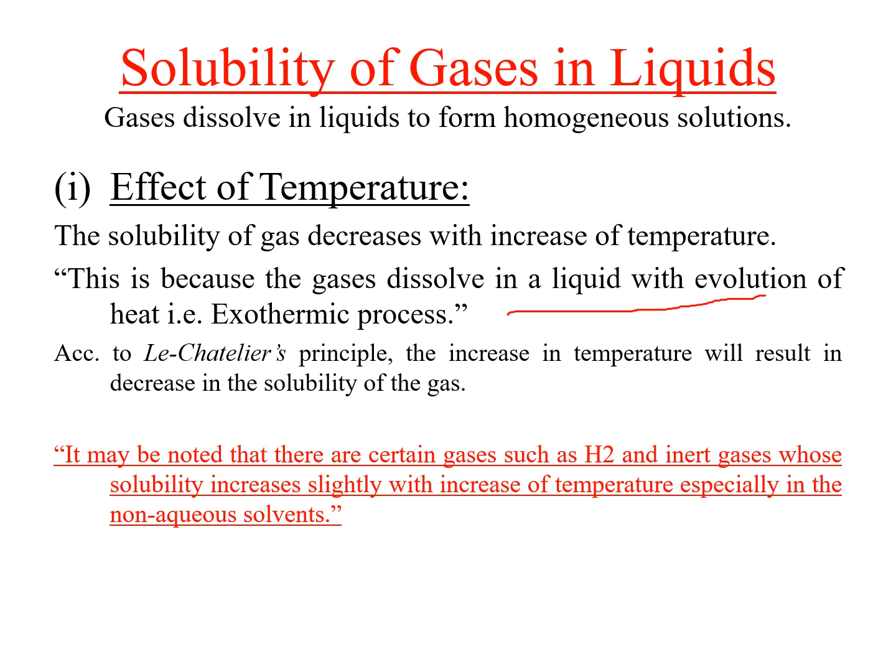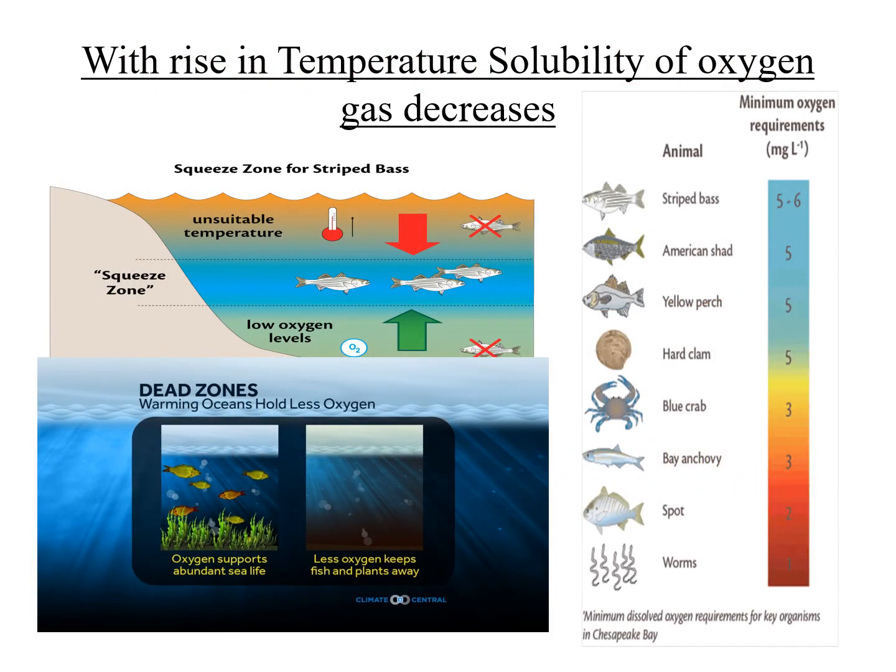Fish, aquatic life. On increasing the temperature, the fishes die in seawater. Why is this so? With rise in temperature, the solubility of oxygen gas decreases. That's why this happens. On increasing the temperature, the aquatic life dies.